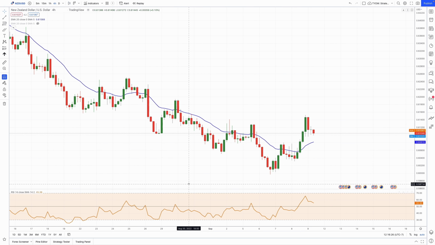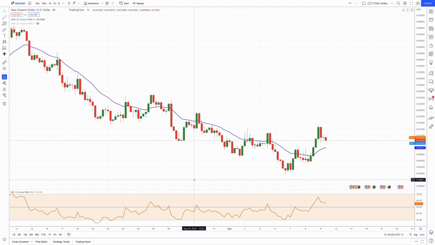Add the RSI to your charts, have a play around, and just get used to what it is showing you.